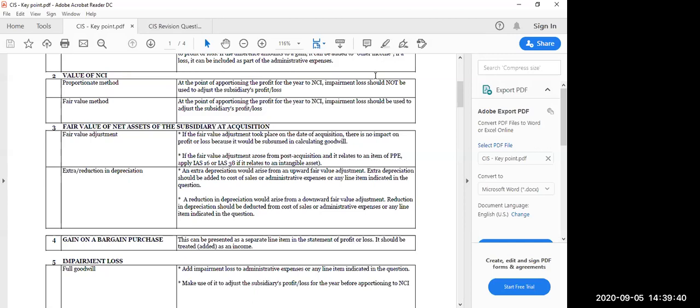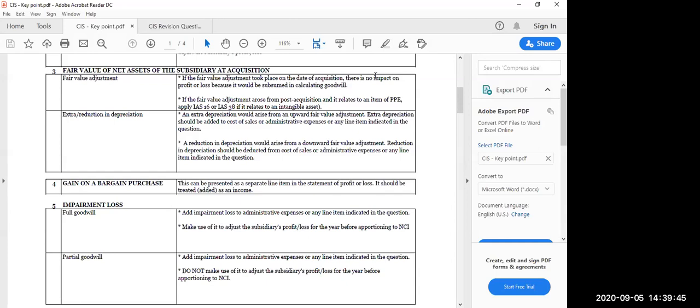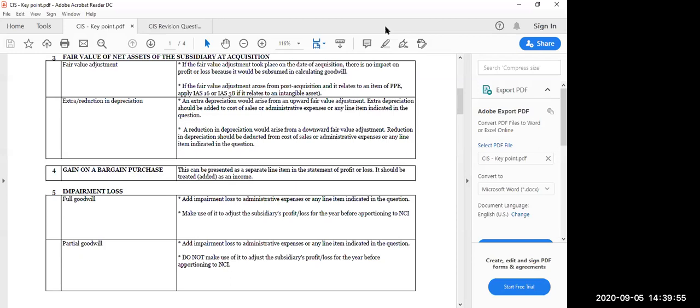If there is a gain on a bargain purchase instead of a positive goodwill figure, a gain on a bargain purchase can be presented as a separate item as income in the profit or loss account. And also impairment loss, like we said earlier: if it's full goodwill, you have to share it between parent and NCI, and if it is partial goodwill, only the parent is expected to take that lot.